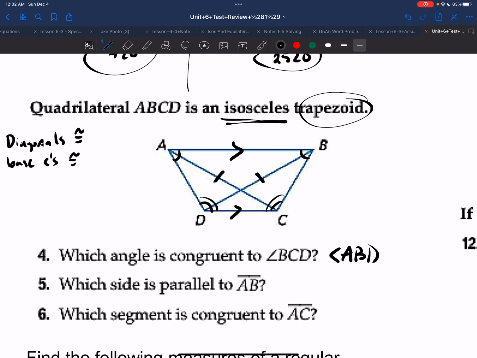Which side is parallel to AB? So AB. Well, we have a marking here. We need to figure out which also has one marking there. And that's going to be DC, or segment DC. Which segment is congruent to AC? Well, AC is here, right? And again, the diagonals are congruent, so this should be segment BD. Okay?